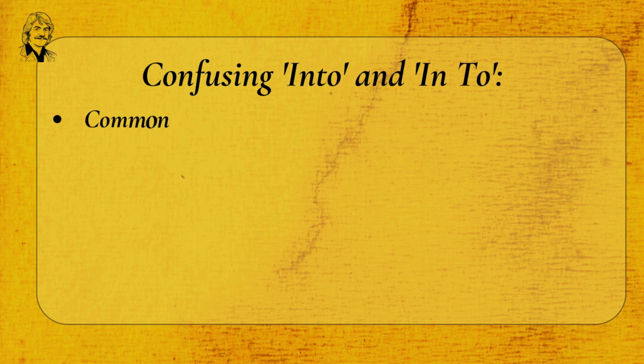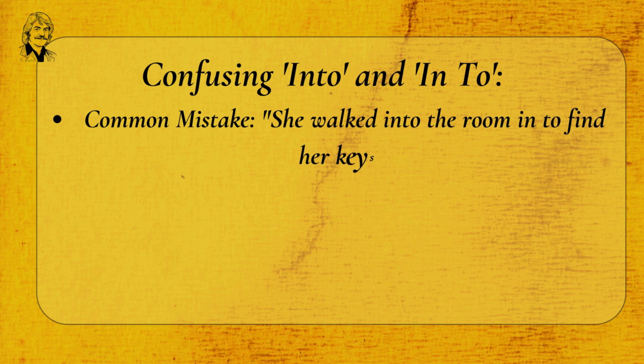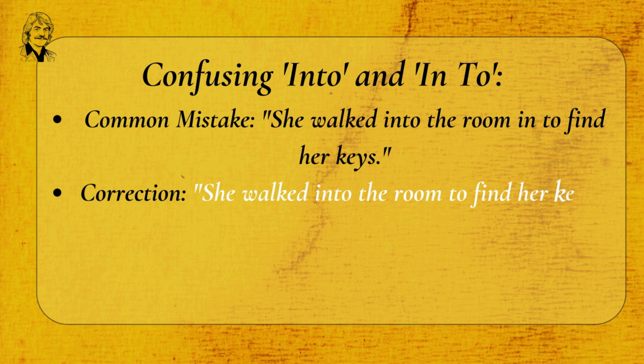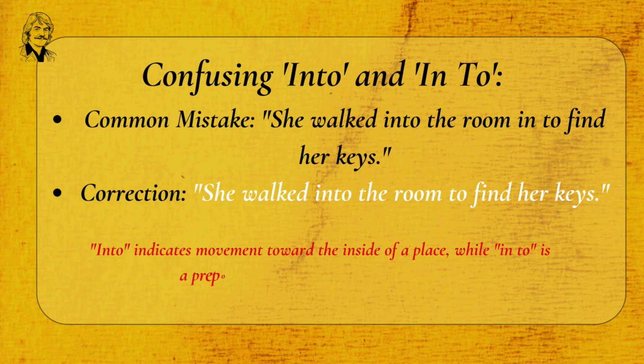Confusing into and to. Common mistake: She walked into the room and to find her keys. Correction: She walked into the room to find her keys. Into indicates movement toward the inside of a place, while to is a preposition followed by an infinitive verb.